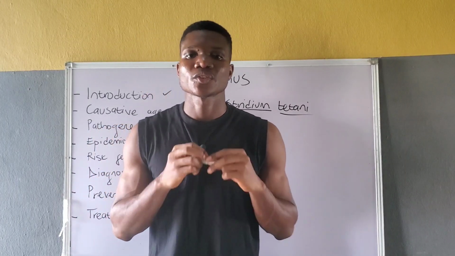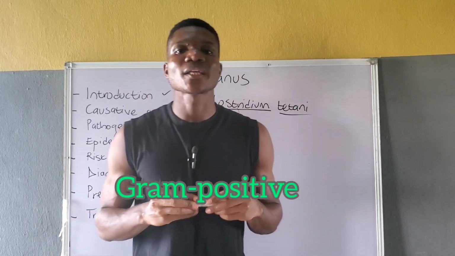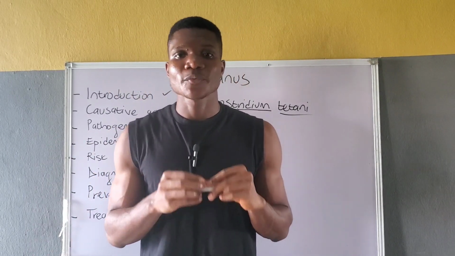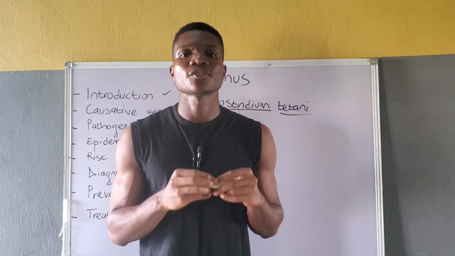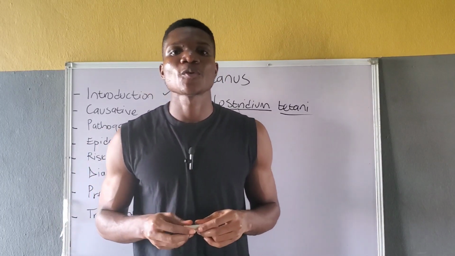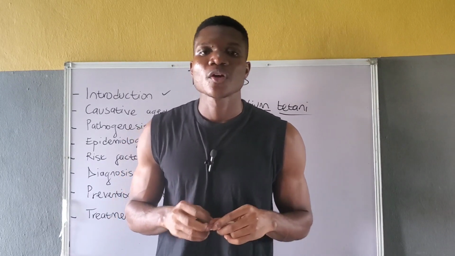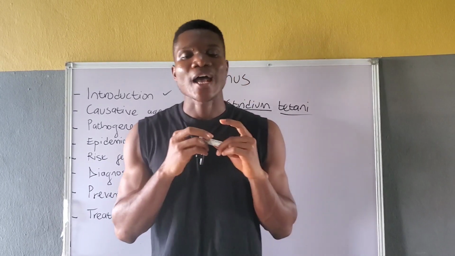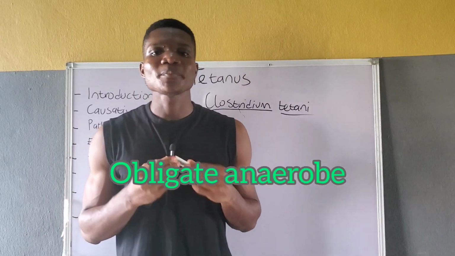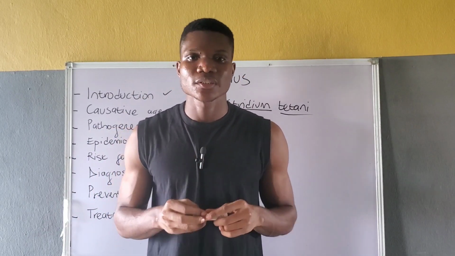and contaminated surfaces. Clostridium tetani is gram-positive. That means that it takes up the primary stain, which is crystal violet, in a gram staining procedure, meaning it appears purple under the microscope when viewed using the oil immersion lens. Clostridium tetani is an obligate anaerobe. That means that it thrives in the absence of oxygen.